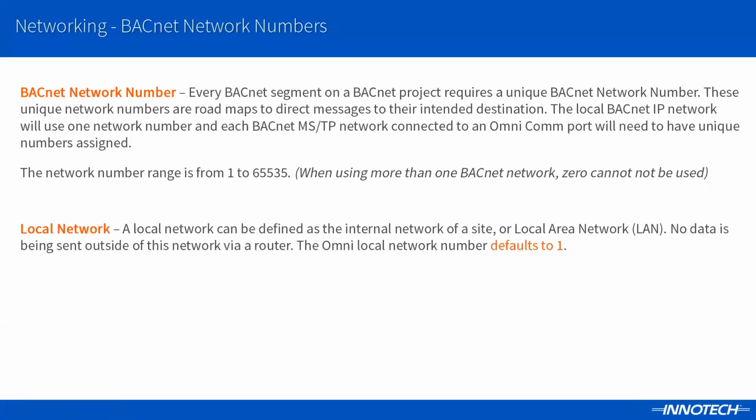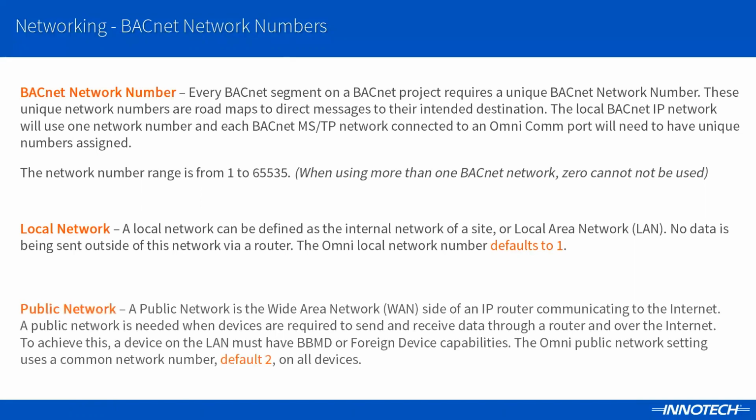A local network is the internal and local side of a local area network. No data is being transmitted outside of this network and it's kept local. The default network number for the local network is 1. A public network is a wide area network connected to the internet. Public networks allow you to send data out to other networks via a router, providing the ability to connect to a remote site or share data across sites. The default public network number is 2.